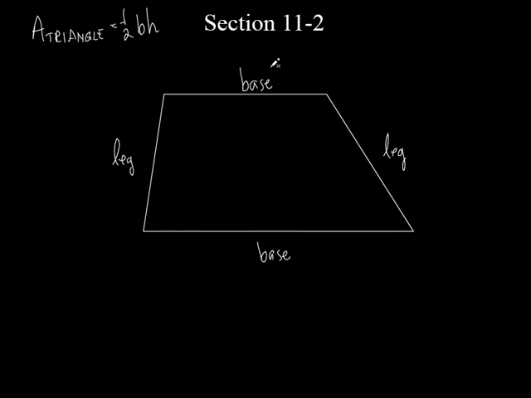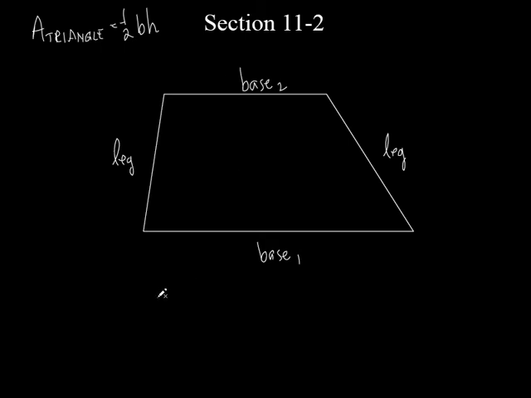So unlike a triangle, which just has one base, everybody listening? Yes. Unlike a triangle that has one base, a trapezoid has how many? It's got two bases, okay? So let's call this base 1 and let's call this base 2. Everybody with me on that?